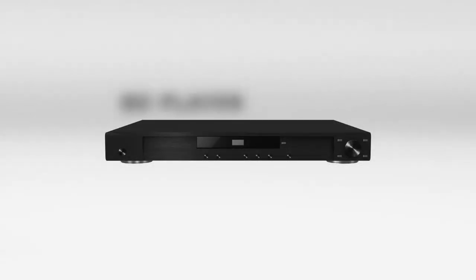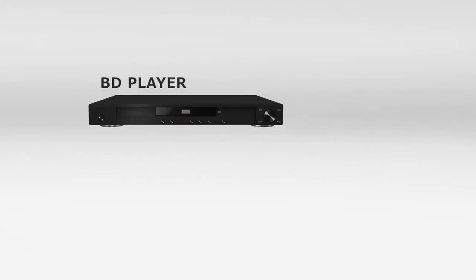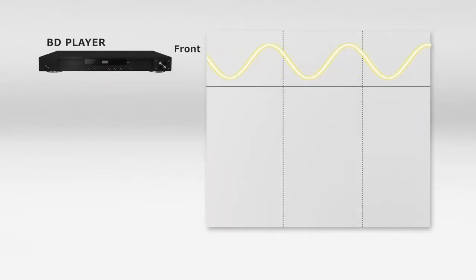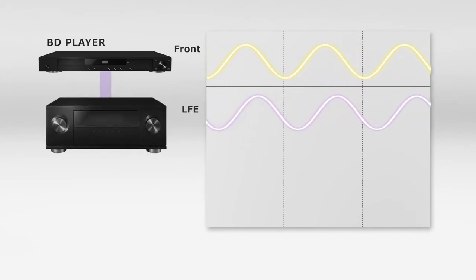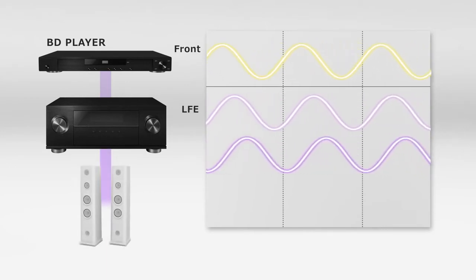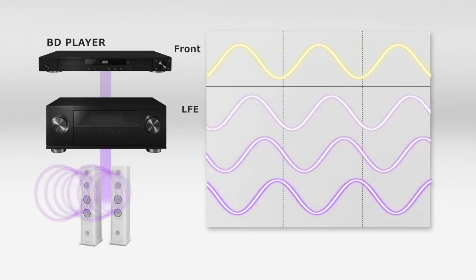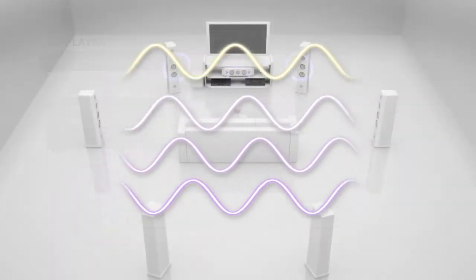Even if the listening environment has been perfectly set up, before the audio signal is emitted from the speakers as sound, any number of factors can cause phase shift. And if the timing of the sound is off, cancellation of the waveforms occurs, which makes it impossible to reproduce the original sound.